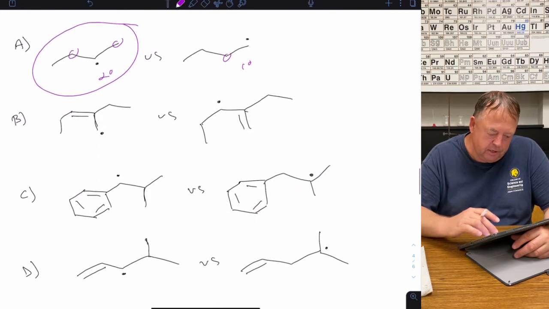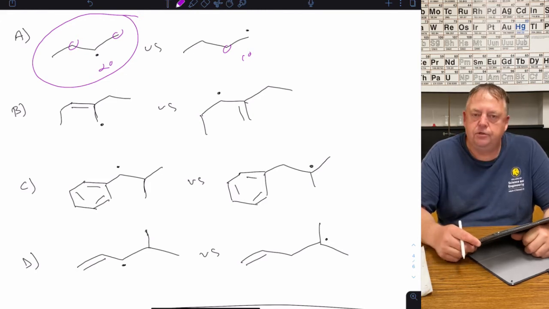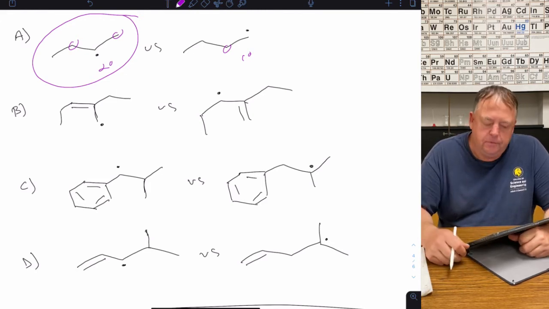So you could do the same thing. You could pause this video, see if you can circle the more stable radical, and then restart and see if you got it right. See if you understood this concept or not.